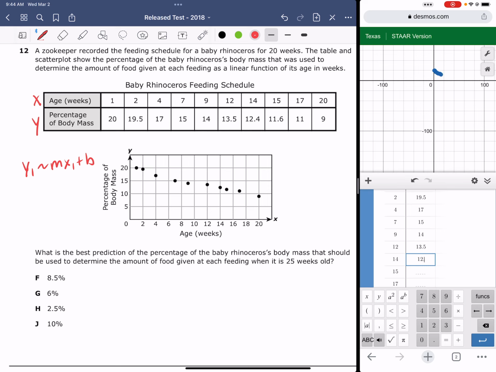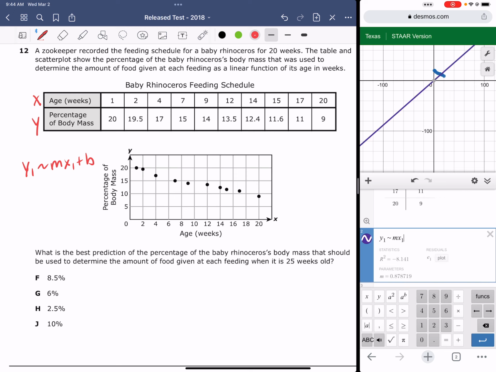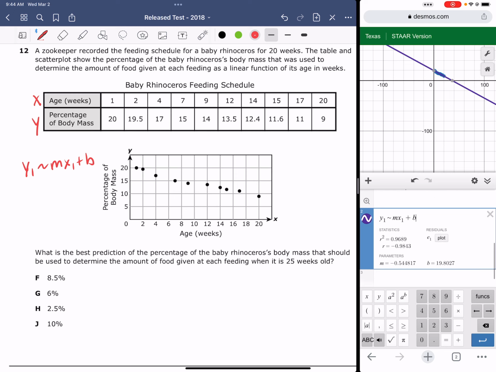Again, make sure that you do not have any typos and that you use all of the data points in order to get the correct regression equation. In line 2, we're ready to type that regression equation. y1 is approximately mx1 plus b. That will give us the slope and the y-intercept for our equation.